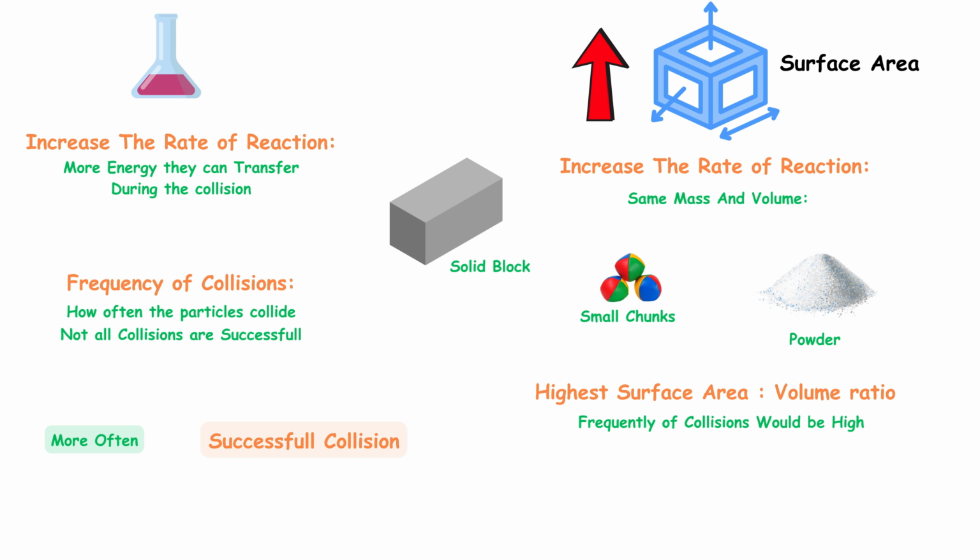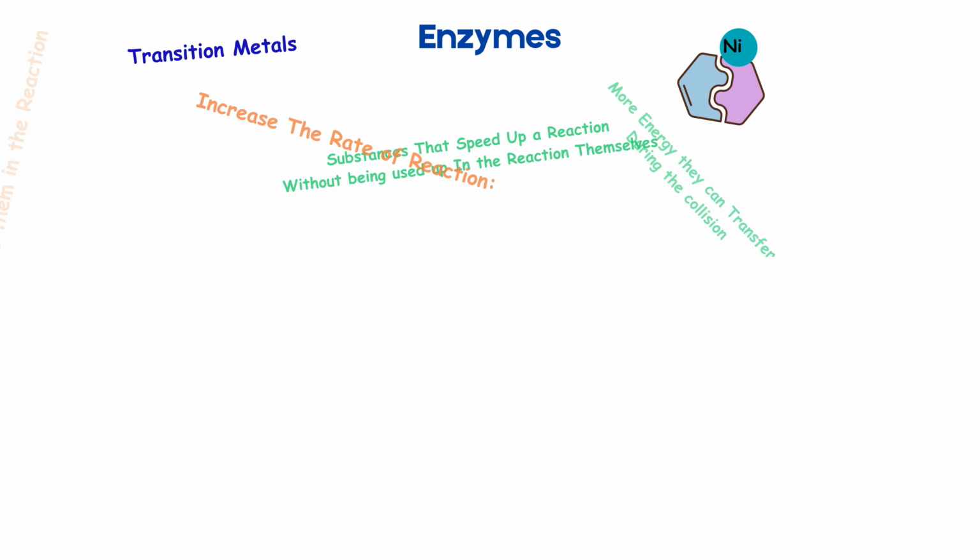Surface area is another factor that affects reaction rates. When a solid reactant is broken down into smaller pieces, its total surface area increases. For example, if we are reacting 3 grams of magnesium with hydrochloric acid, we could use a solid block of magnesium, small chunks, or fine magnesium powder. Even though all 3 forms have the same mass, the powder has a much higher surface area to volume ratio, allowing more area for the acid to react with at the same time. This increased surface area means more collisions can take place at once, which increases the frequency of collisions and therefore speeds up the reaction.